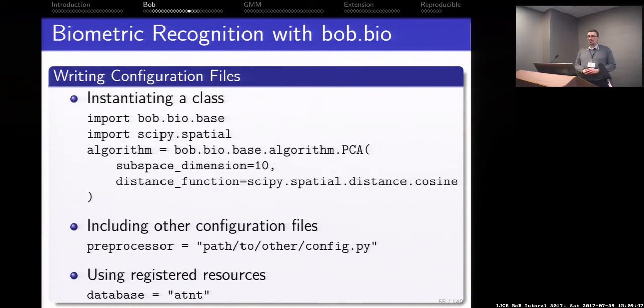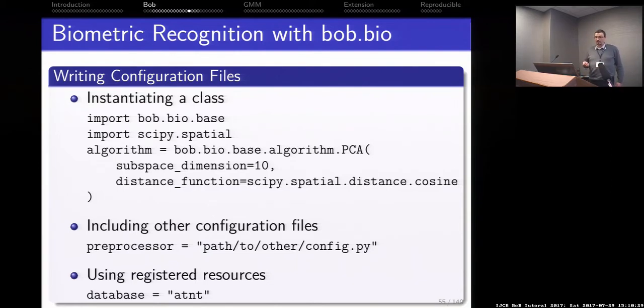So now, how do we write these things inside the configuration files? There are actually 3 options. One is you can define your tool, your algorithm, your extractor, everything that works in the same way. That's a regular Python file. So you can just open it and say, okay, I want to use bob.bio.base. I want to import scipy.spatial. And we define the algorithm equals bob.bio.base.algorithm.PCA, and you provide the parameters to that algorithm. Okay. That's one of the ways.